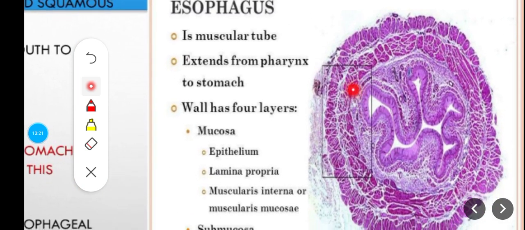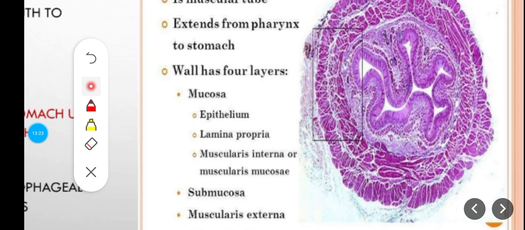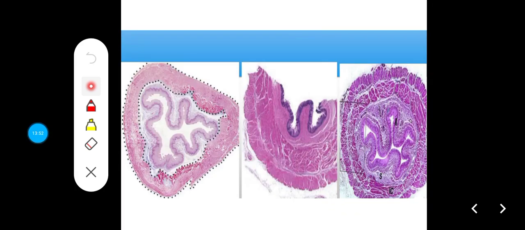The next layer is the inner circular muscle layer, and then the outer longitudinal muscle layer. See that? And then the adventitia. The lower part of the esophagus, where it opens to the stomach, is called the serosa because it is covered by peritoneum. So now let's look at the next images.